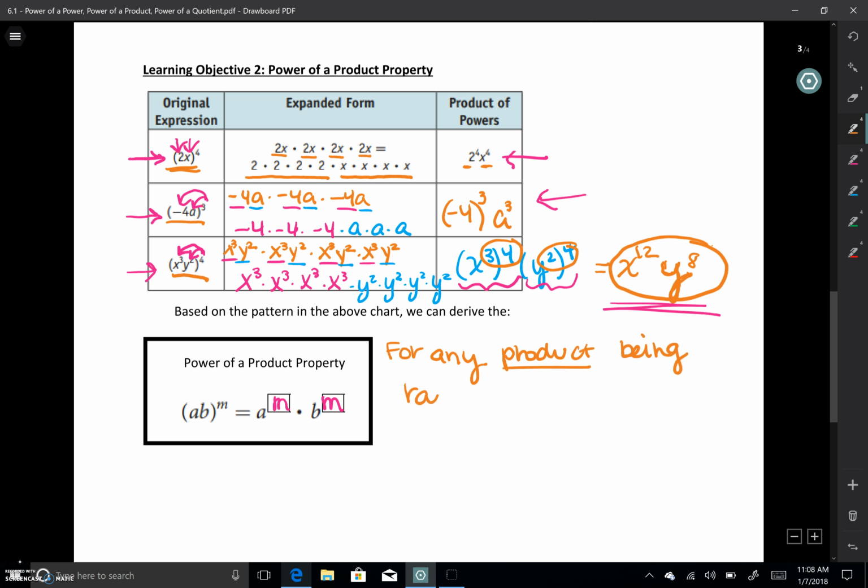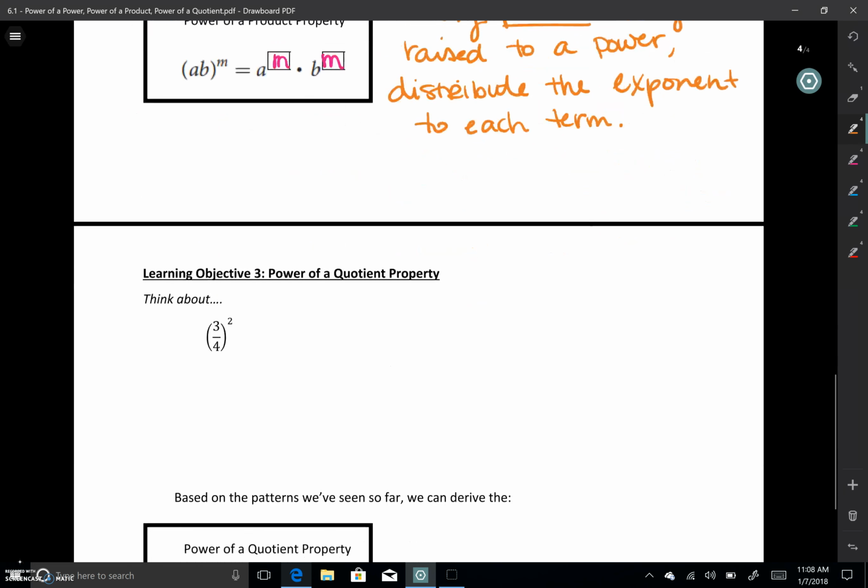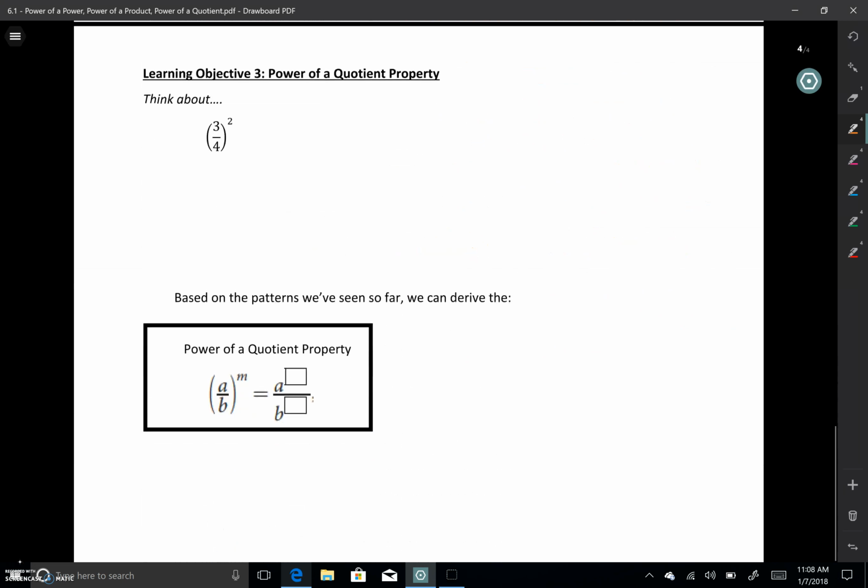for any product being raised to a power, distribute the exponent to each term, meaning the a gets an m and the b gets the m. And that's power of a product property. And so we have one more, which is power of a quotient property.